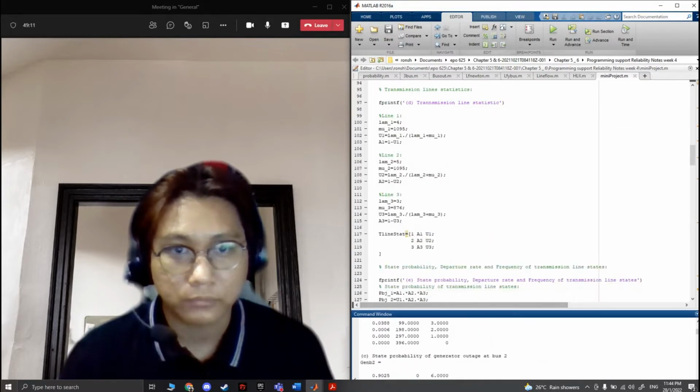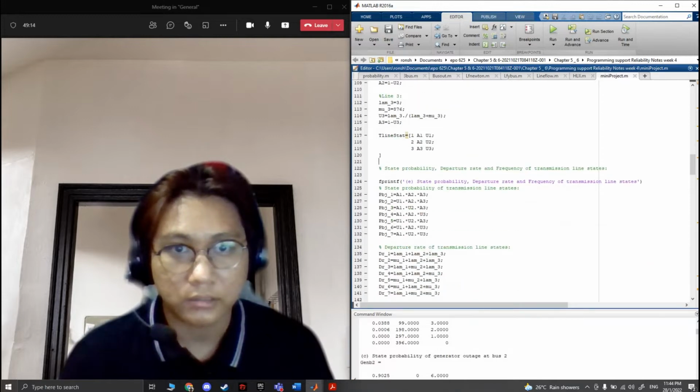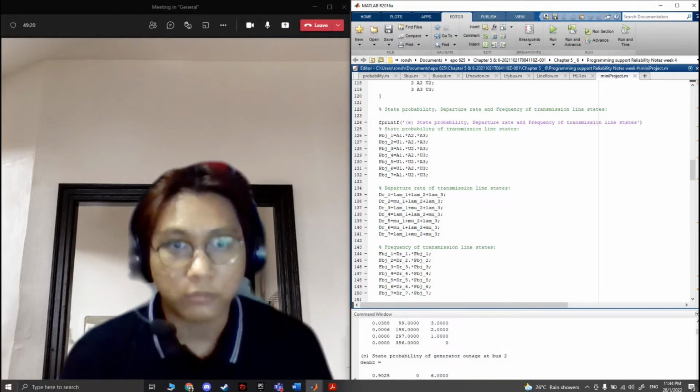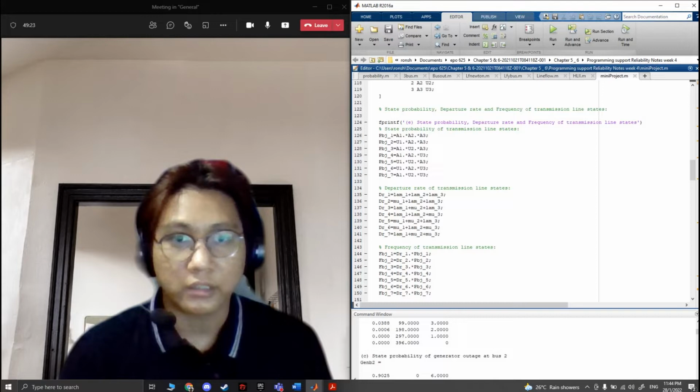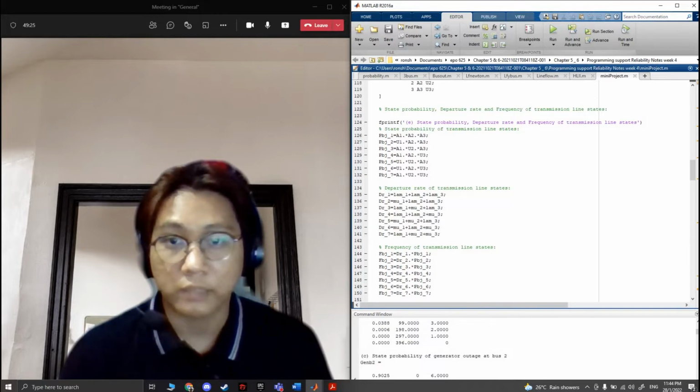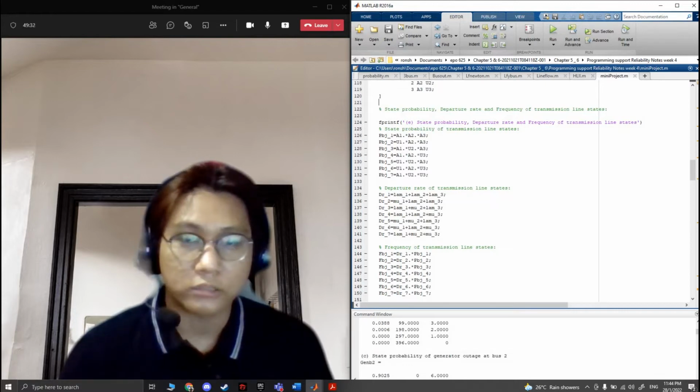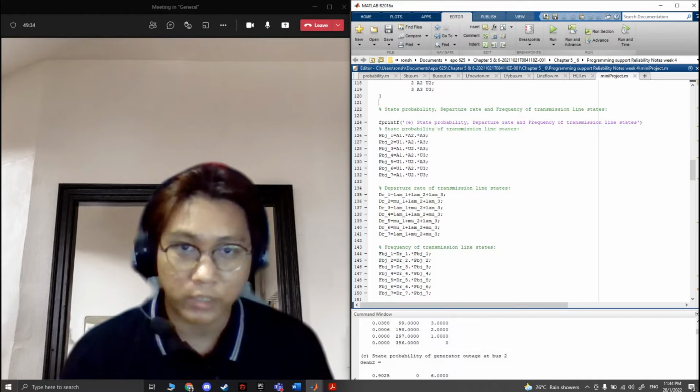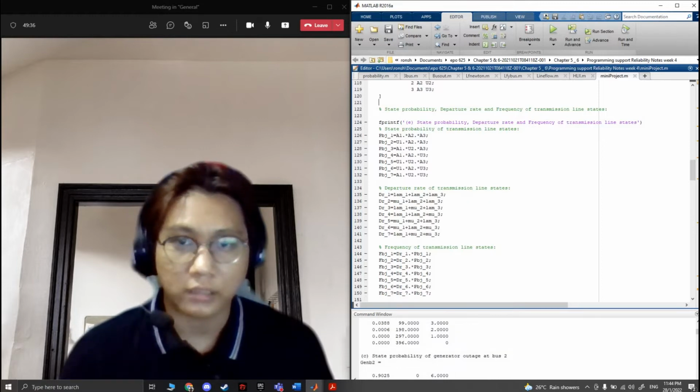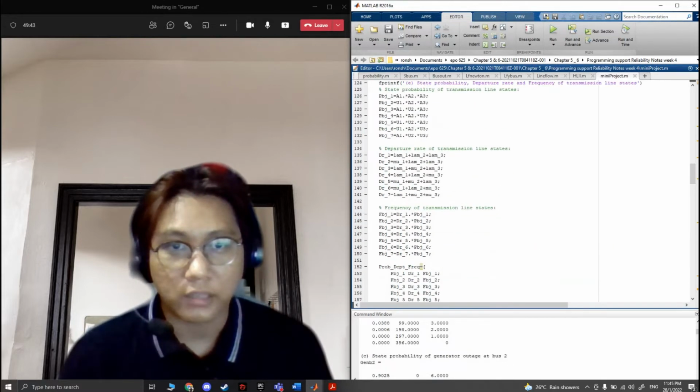Next up, we calculated the state probability, departure rate, and frequency of transmission line. Here we calculated everything for 18 states, where the first state is no generation outage for every bus, and the second state is generator outage at bus line 1, and then the third state at line 2, the fourth state is at line 3, and so on and so on. And here we calculated everything.